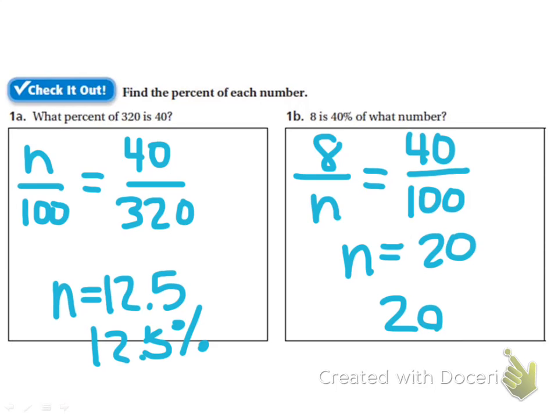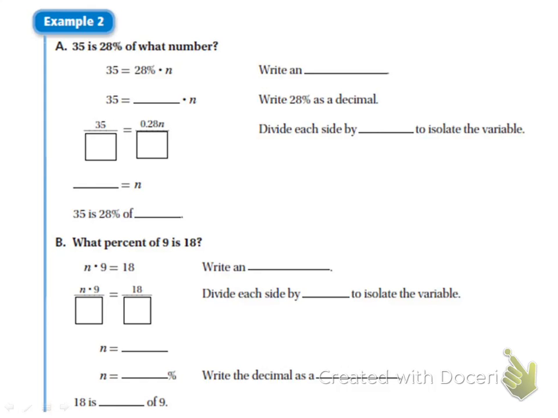Remember, when doing these problems, to set them up correctly. If you don't set them up correctly, you will always get the wrong answer. The most important part is setting up the proportion. Okay, let's move on to example 2.